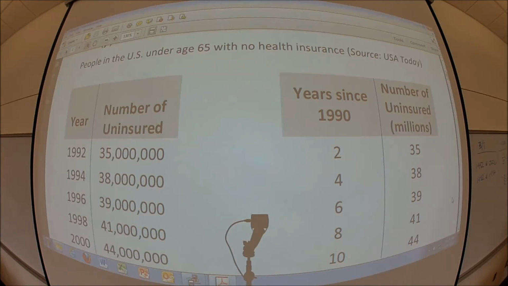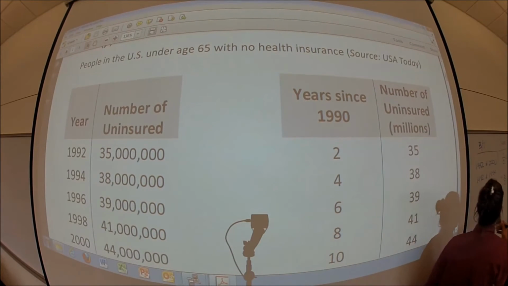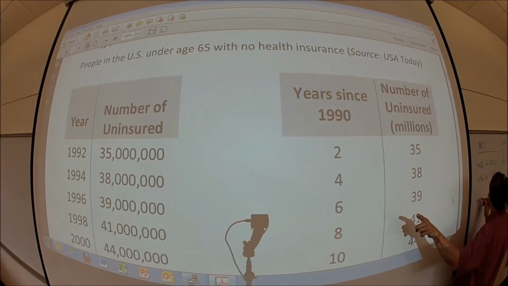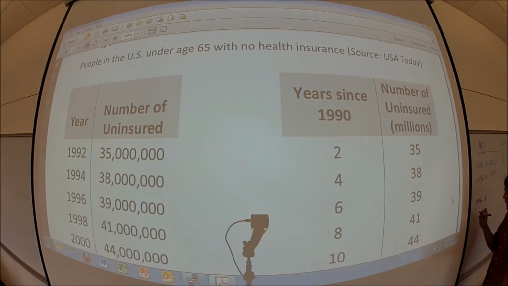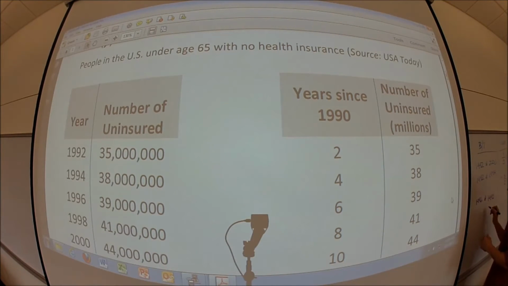What other years should we use, do you think? Give me some years. 1996 to 98. Go for it. Again, 2 years different. 39 to 41. That's 2 million for 2 years. That's exactly 1. So over the course of those 2 years, we average 1 million more per year. This is all per year. So 1.8 million per year, 1.5 million per year, 1 per year.